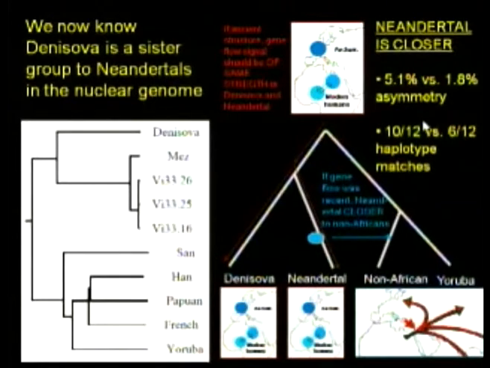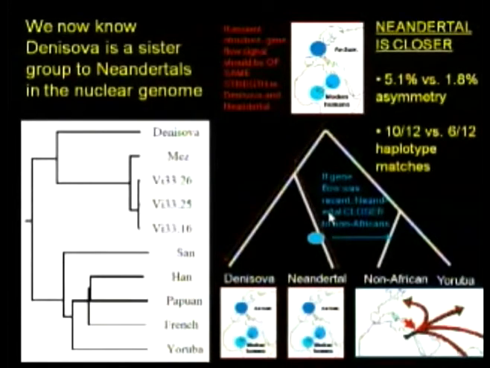And what you see is that Neanderthal is closer. So if you measure this asymmetry statistic, the first line of evidence, it's 5.1% excess matching to French and Neanderthals, but only 1.8% in Denisova. And that's a significant excess, but these are very different numbers. And out of these 10 out of 12 regions that Weiwei and Rasmus found matching Neanderthal, a subset of those, 6 out of 12, are matching Denisova. So that tells you that this is less likely to be true and that the gene flow is more likely to be true.